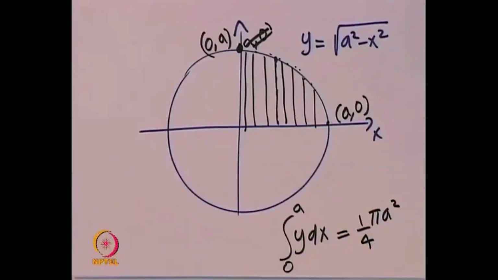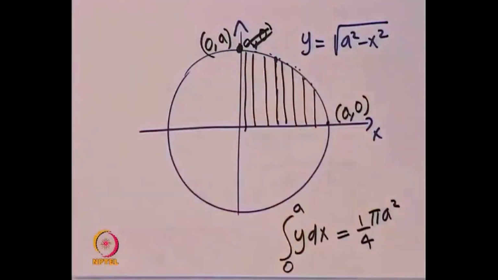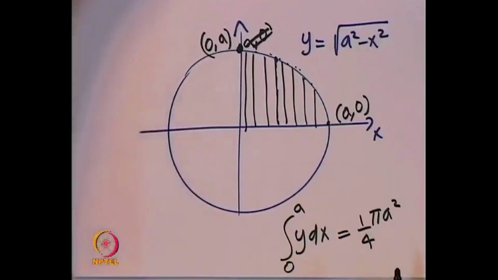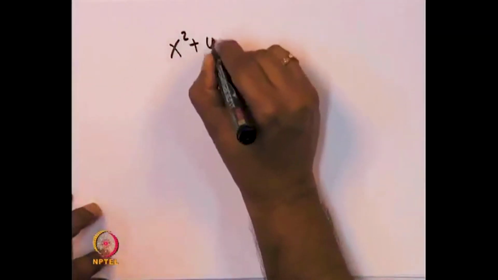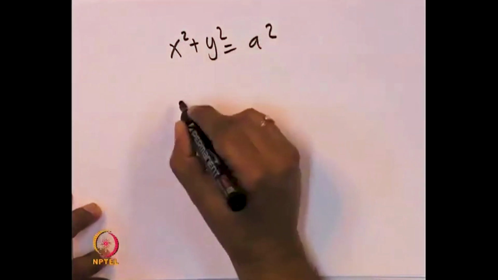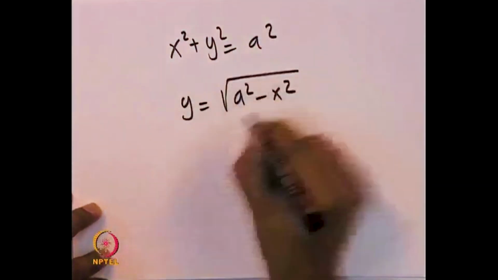This has to be pi a square by 4, because 4 times this has to be pi a square. So, now let us think about what is integral y dx for a minute and let us do this. So, we said that our equation is x square plus y square is equal to a square and y is root of a square minus x square.